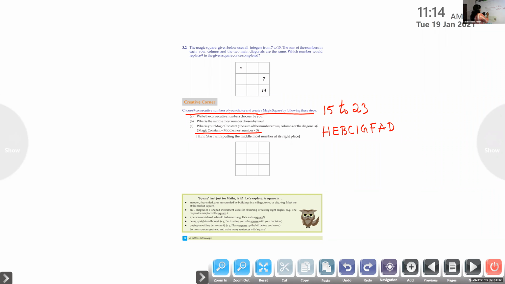These are the numbers: 22, 17, 18, 23, 15, 19, 23, 20, 21, 21, 16. See, 19 into 3 is 57. So when you add diagonally, row wise, and column wise, the answer will be 57. Okay, that's all for today about this math magic.